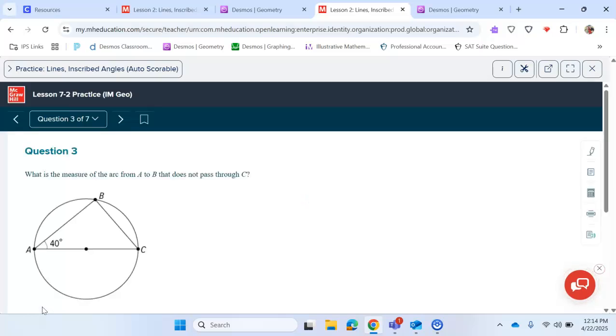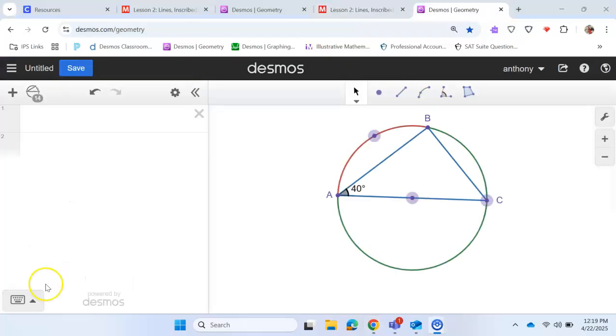Question 3. What is the measure of the arc from A to B that does not pass through C? As you can see, I created my own arc and I highlighted it in red. What do I know? I know that this angle is 90 degrees, ABC. And I know that this is 50 degrees, angle BCA.